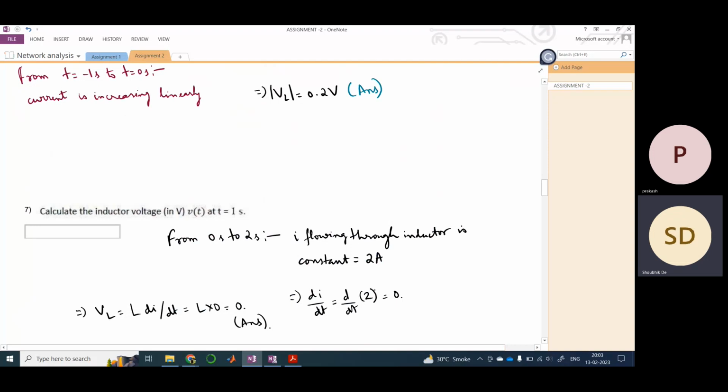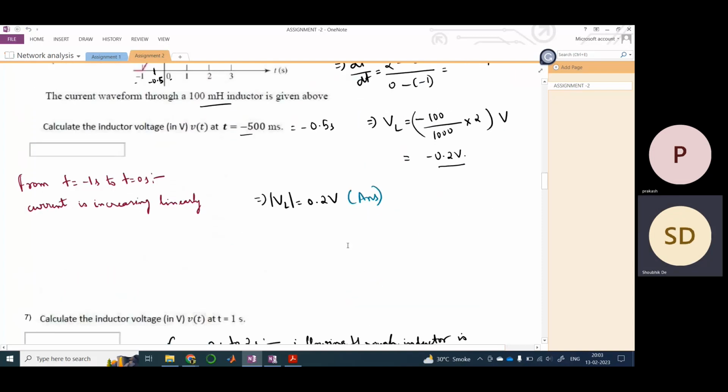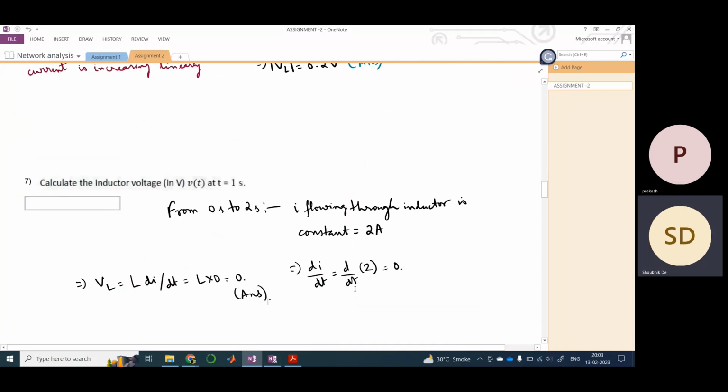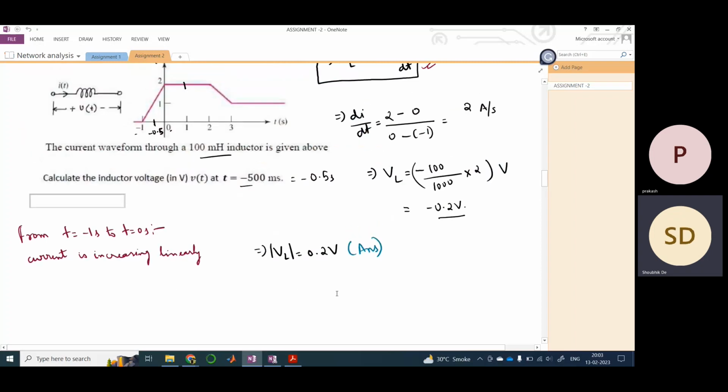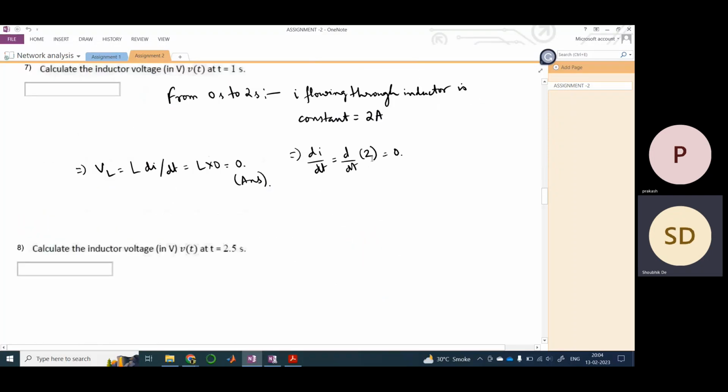Why 0? Because the rate of change of current with time is 0. This is clearly visible from this graph. It is not changing with time. The current is not 0, mind you. Please understand that the current is not 0, but the rate at which it is changing with time is. At 1 second it is 2 ampere, at 2 second it is also 2 ampere, at 0 second also 2 ampere. Therefore the rate is 0, but the current is not 0. Hence di/dt would be 0, and the voltage developed across the inductor would be 0.